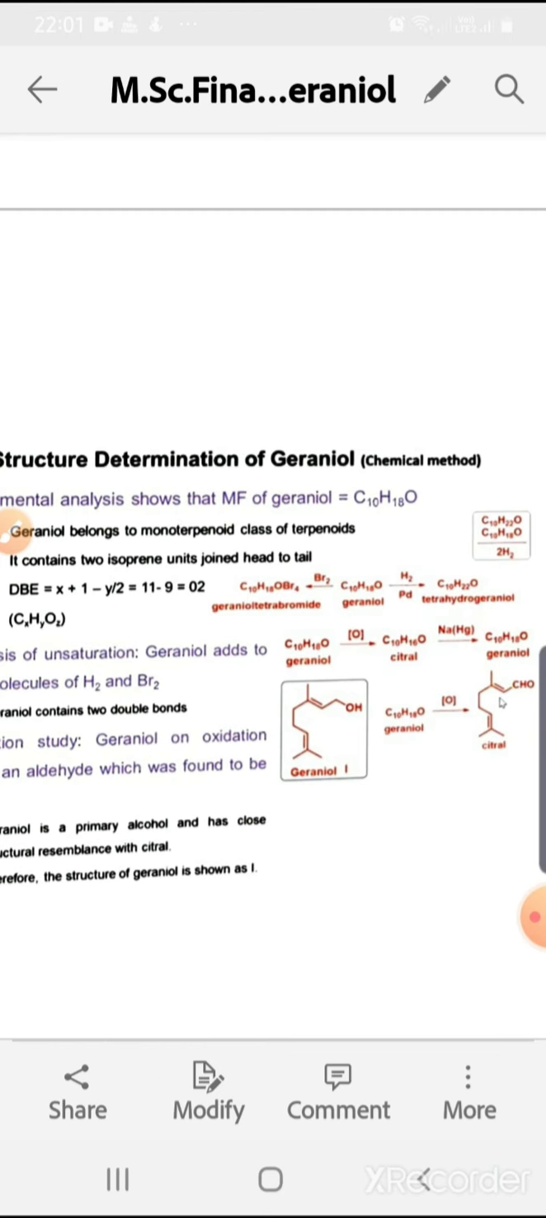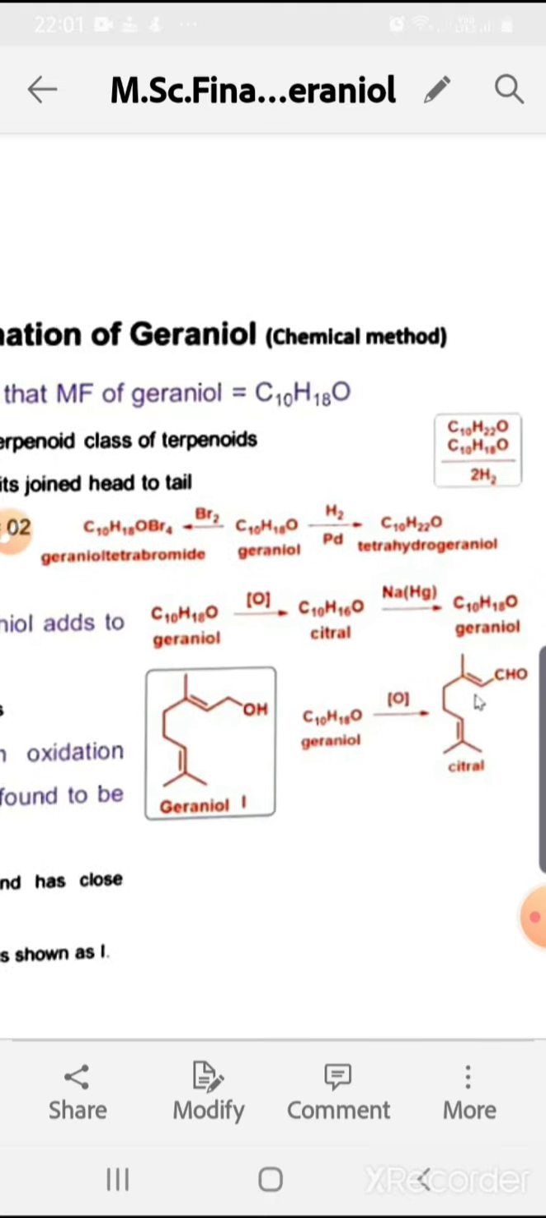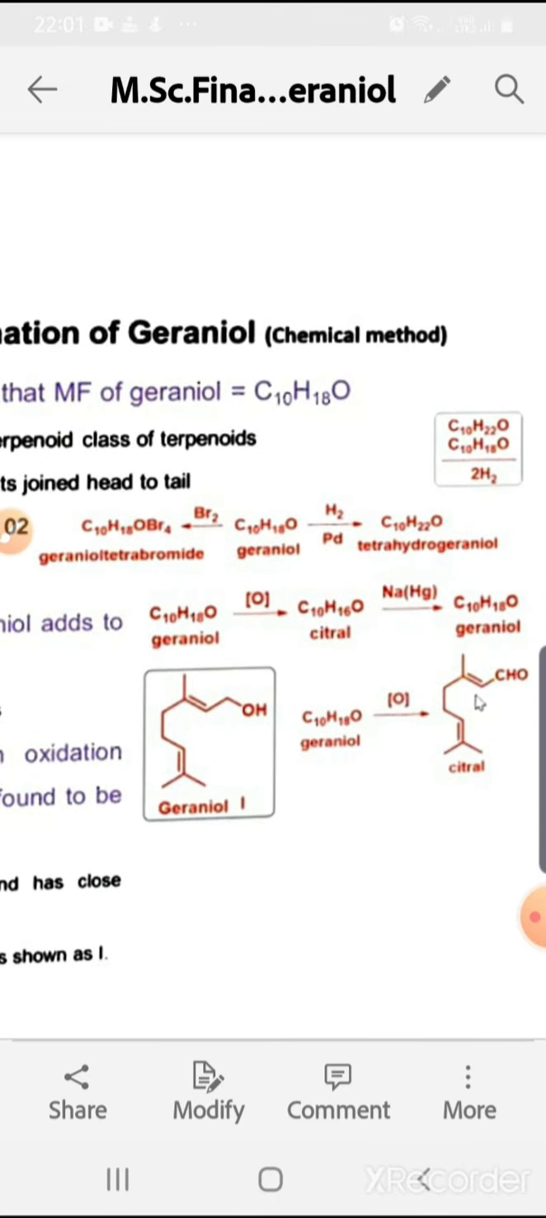Now let's come to the nature of the oxygen atom. It reacts with ceric ammonium nitrate and gives a red color, which shows that an alcoholic group is present in the molecule. Now we see whether it is a primary, secondary, or tertiary alcohol. To determine this, we do the oxidation of geraniol.